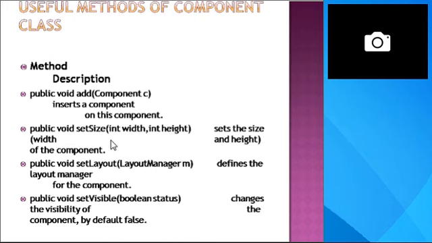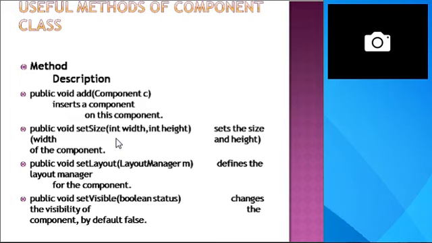Here we define some predefined methods, each with a meaning, used to develop desktop applications and maybe console applications using AWT technology. First is the public void add method. Add is a predefined method of AWT technology, where Component is a class name and c is an instance of the Component class. This method is used to insert a component into this component.